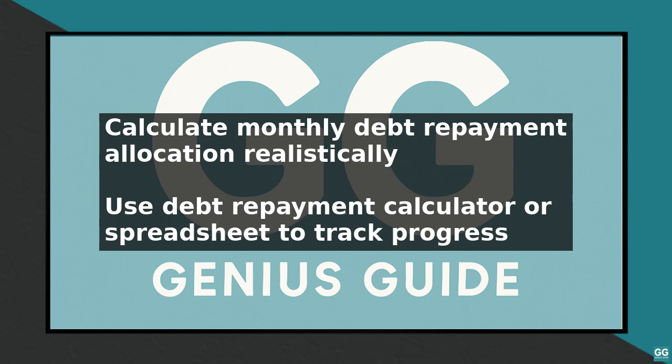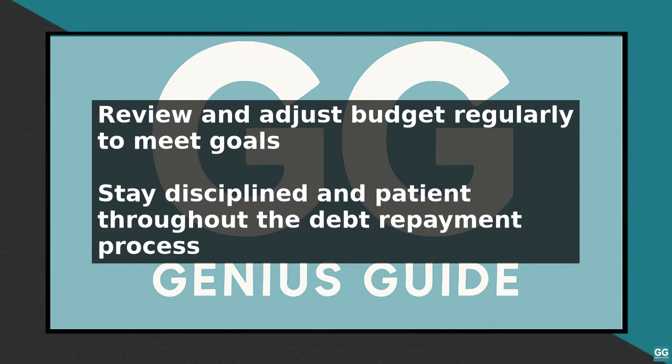Consider factors like interest rates, fees, and any potential changes in income or expenses that may impact your debt repayment plan. It is also essential to review and adjust your budget regularly to ensure you are on track to meet your debt repayment goals. By following these steps and staying committed to your plan, you can effectively forecast and achieve the EveryDollar debt snowball method, becoming debt-free over time.